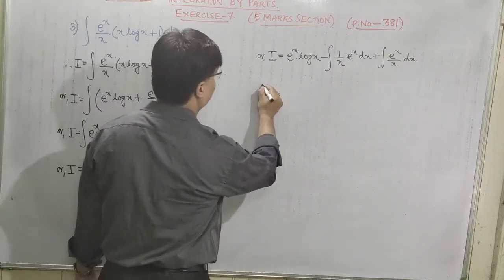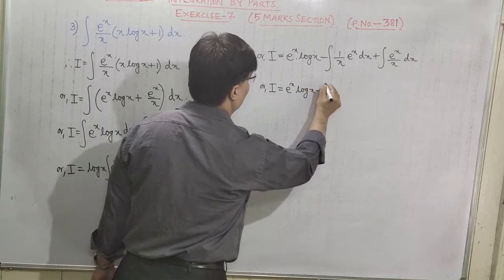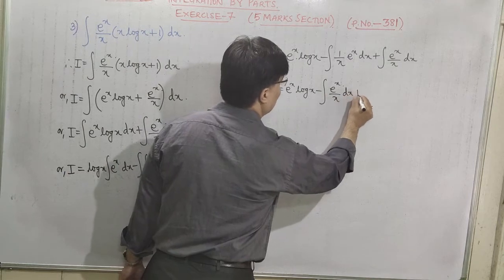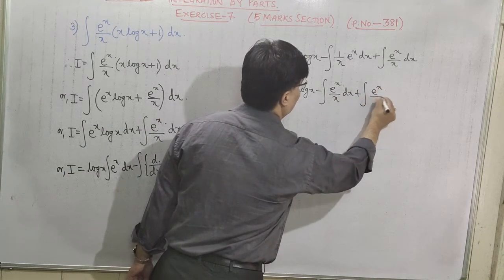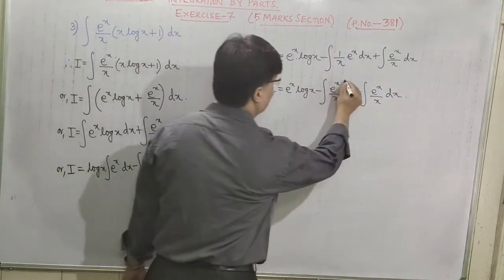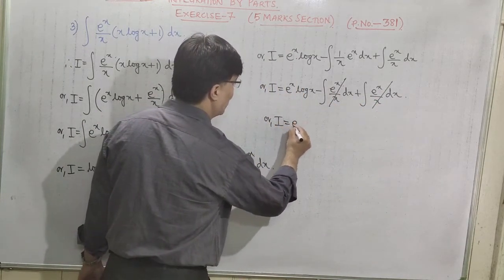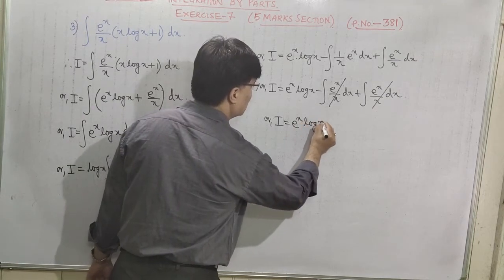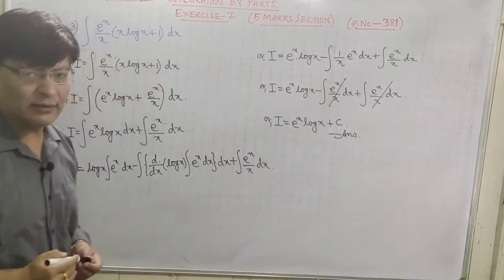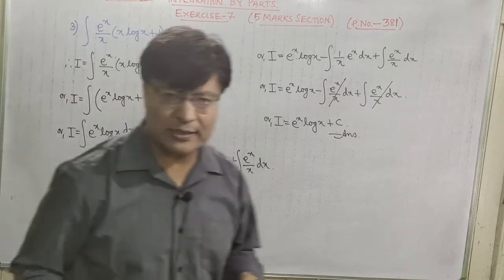Understood? So next, I is equal to e to the power x log x minus integration of e to the power x upon x dx plus integration of e to the power x upon x dx. So here you can cancel these two integrations. Or I is equal, now we have finished integration in this case, so you have to write down plus c in the answer. So this is the final answer. So I think you have understood it, so you can copy it. Now we'll do the next question.